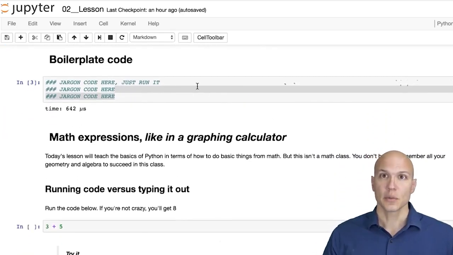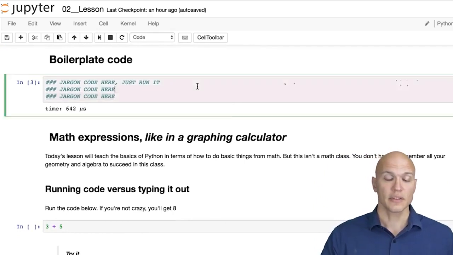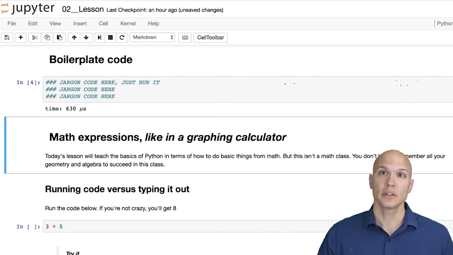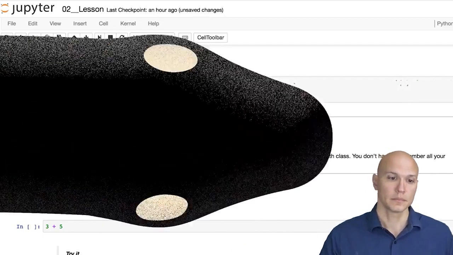Every lesson is going to start with boilerplate code that you don't have to understand, you just run it. So we're going to run it, and it's going to set your environment up so that you can make it through the rest of the notebook.